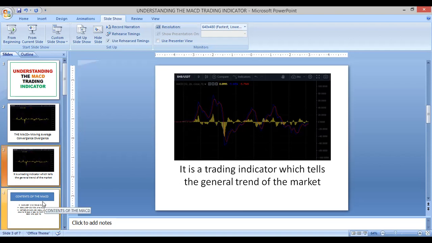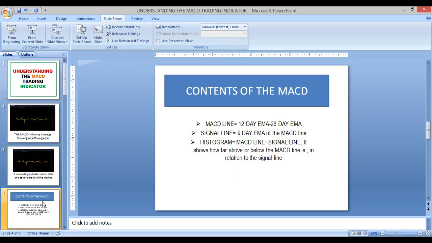Then the MACD has various components to it. We have the MACD line, which is just the difference between the 26-day exponential moving average and the 12-day exponential moving average. And then we also have the signal line. The signal line simply means the 9-day exponential moving average of the MACD line. Don't worry, there are calculations involved in this, but we don't need to stress ourselves on that.